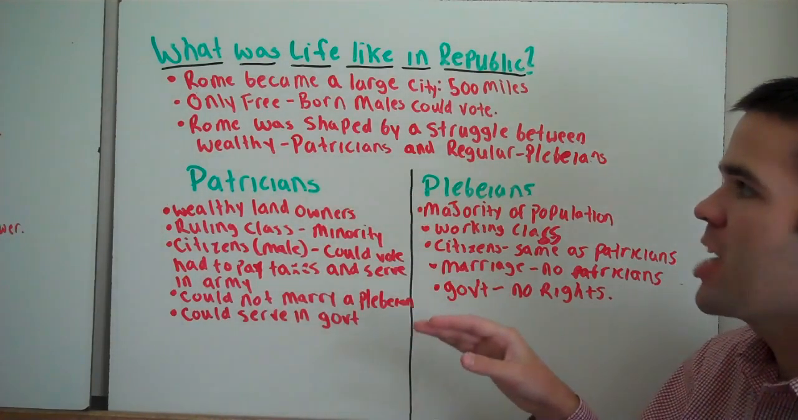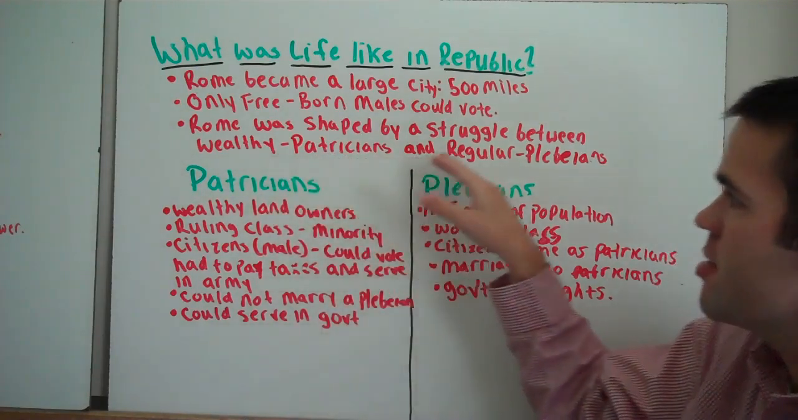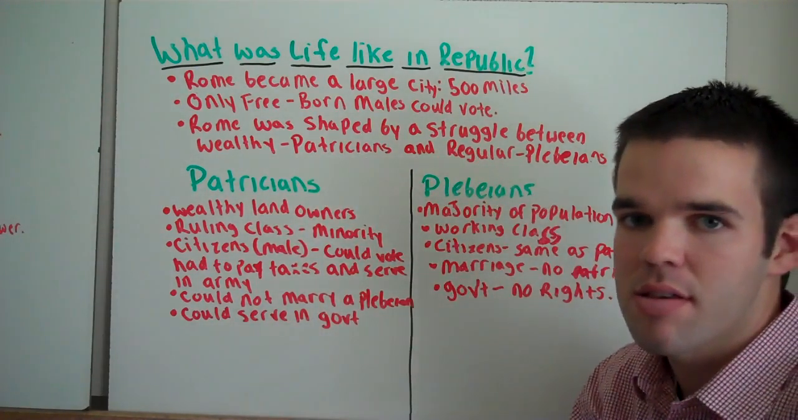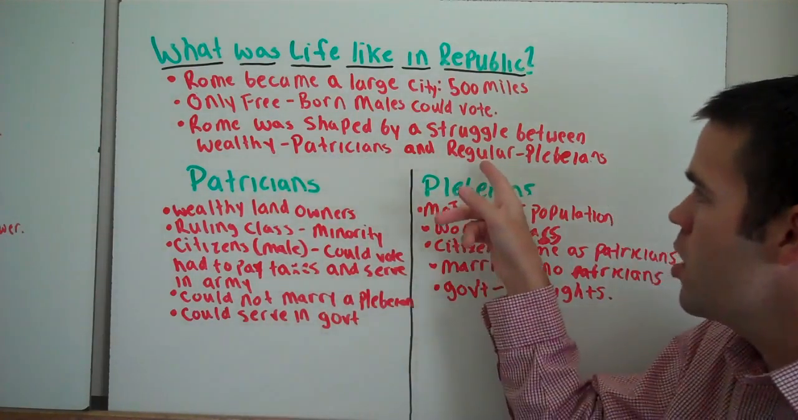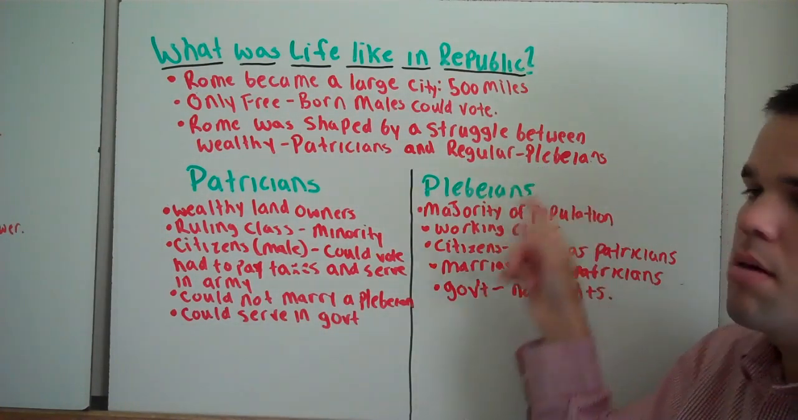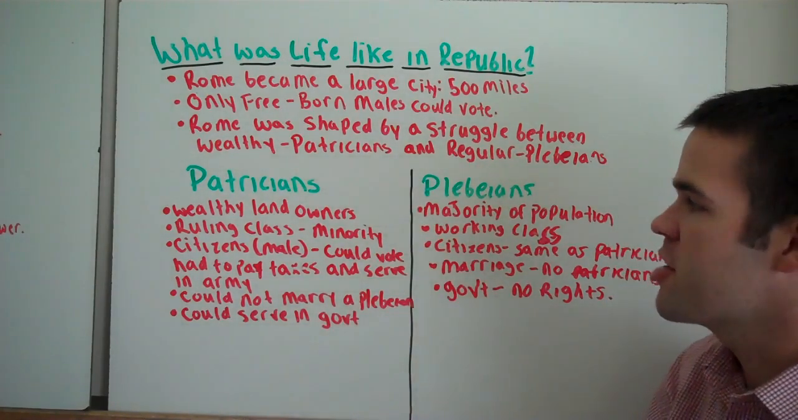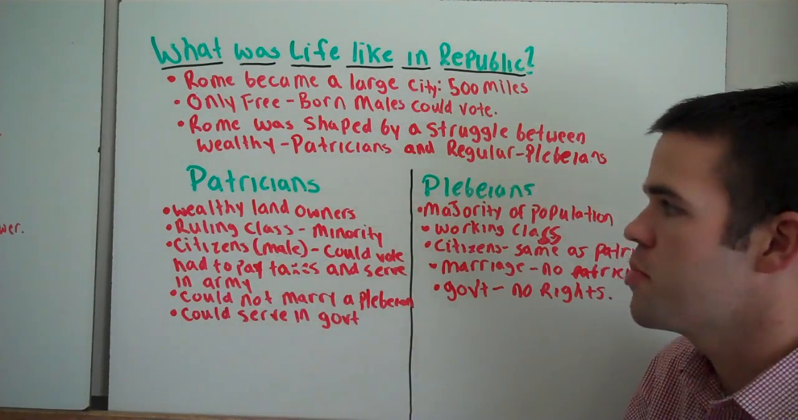Rome was shaped by a struggle between 2 groups, the wealthy patricians and the regular plebeians. Now remember who the regular working class are. Plebe, you're pleading for food, you're pleading for work, you're pleading for clothing, you're pleading for a job. Plebeians, okay, that's the regular working class people. Now there's a few distinctions between the 2 groups.